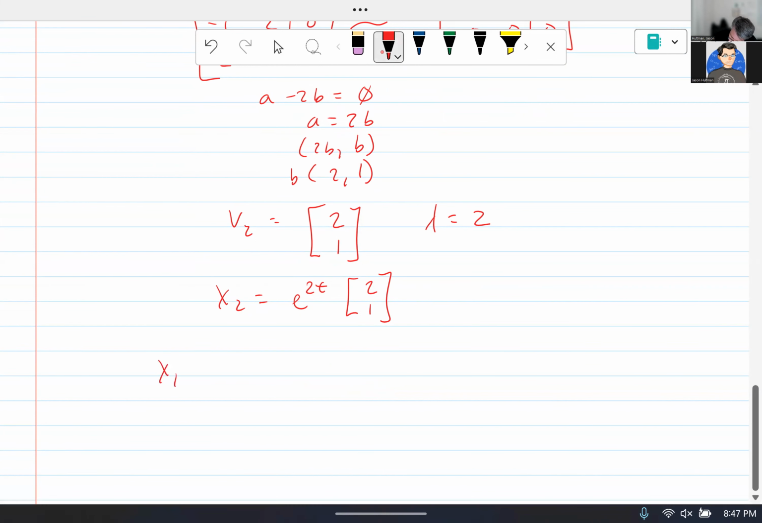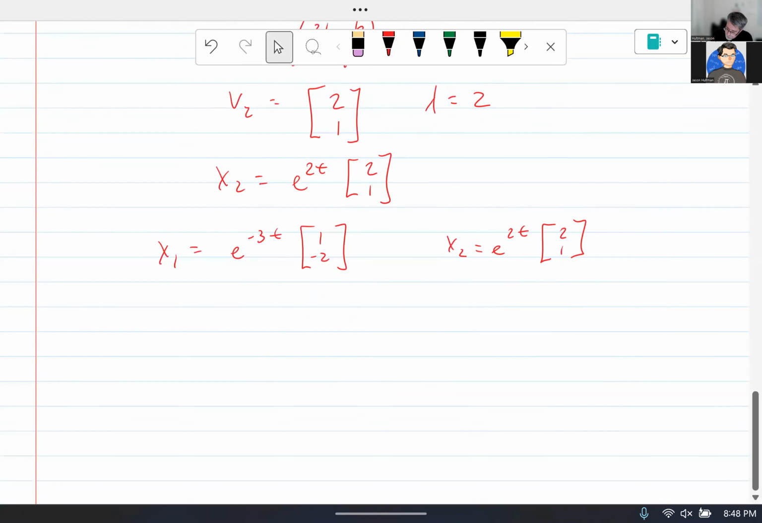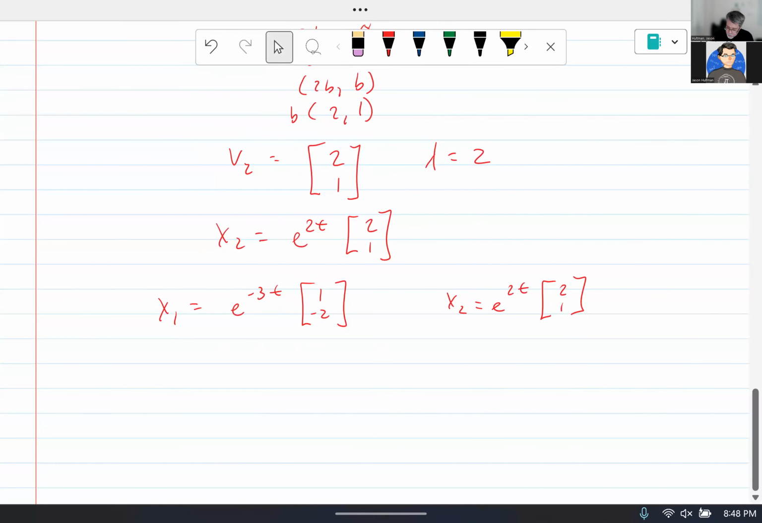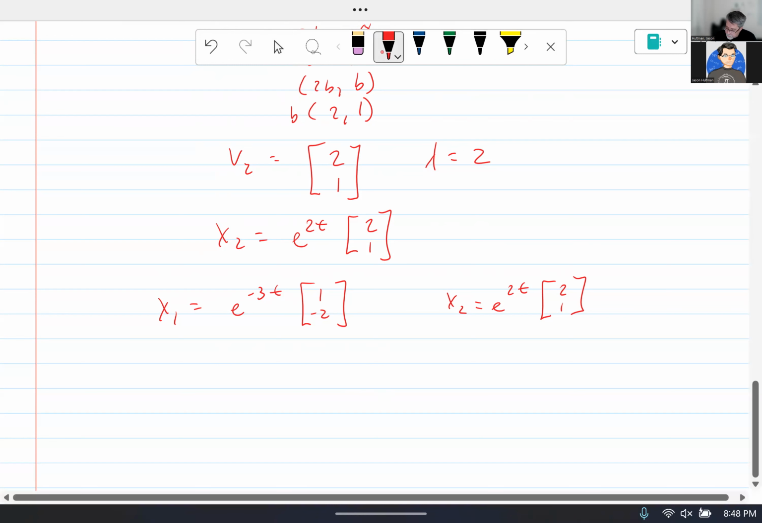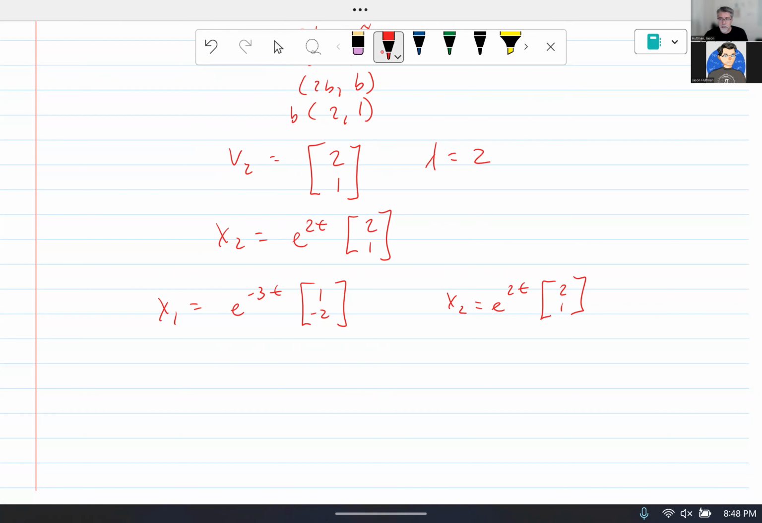So let me just write x1 here as e to the -3t times (1, -2), and x2 equal to e to the 2t times (2, 1). Which is great, but we need to see if these two functions are in fact linearly independent. If they're not linearly independent, then they're not solutions.